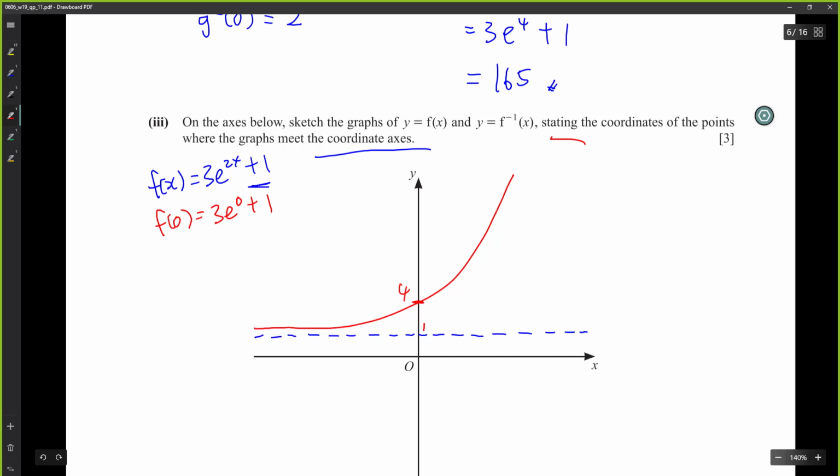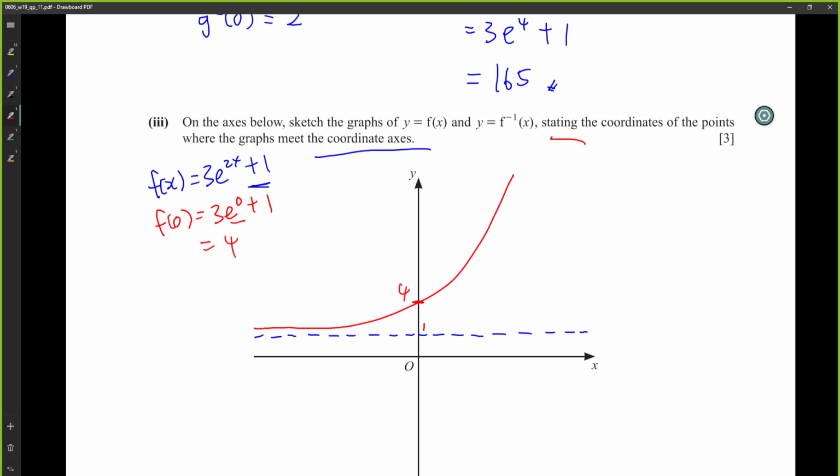Alright, because yeah, there's a 3. Because I thought this is e^(2x) plus 1. So this one, e^0 is 1. So this is 3 plus 1, which is 4. So you touch at 4 here. Yeah, this is all the information you have. Because you will never touch the x-axis, so you don't need to worry about that.